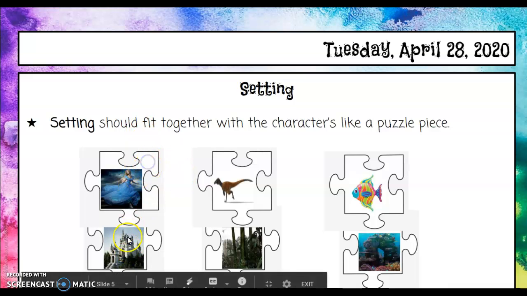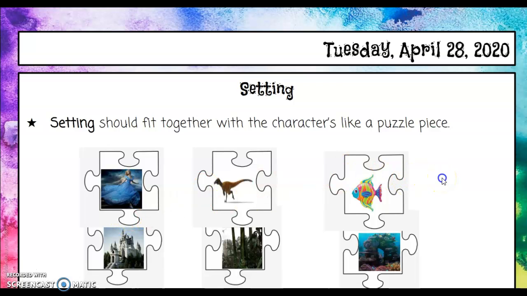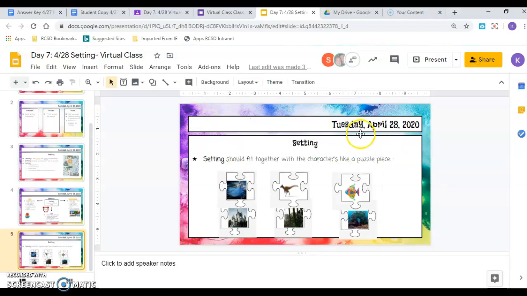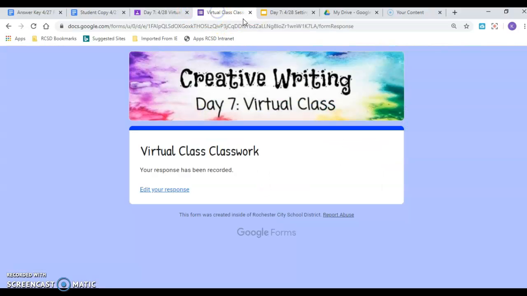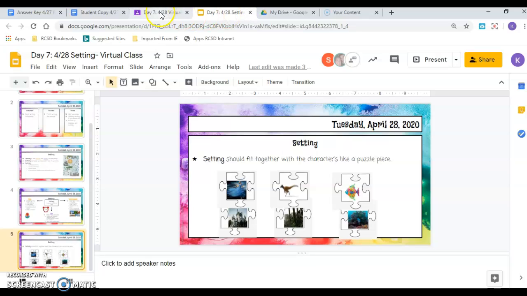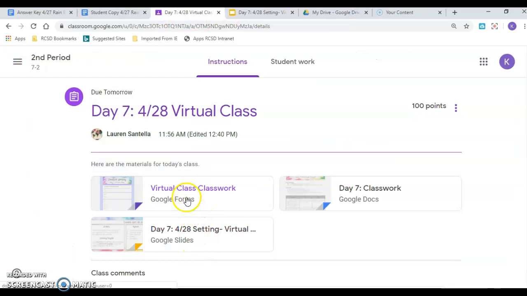So Cinderella went with the castle, and the dinosaur went with the jungle, and the fish went with the sea, but they were mixed up, and you had to get the puzzle pieces to fit together. All right, and then we moved on into our classwork. I'm done with this, so I can close out of that. I'd go into here. So we did the slides, we did the Google form.